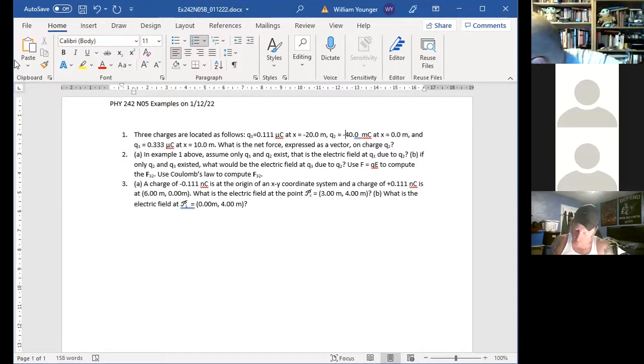I've got it drawn as if it's an x-axis right now, and there's the y-axis going through the 0.0. This is through the 10.0, and this is through the negative 20.0. Now I'll go ahead and turn on my document cam.